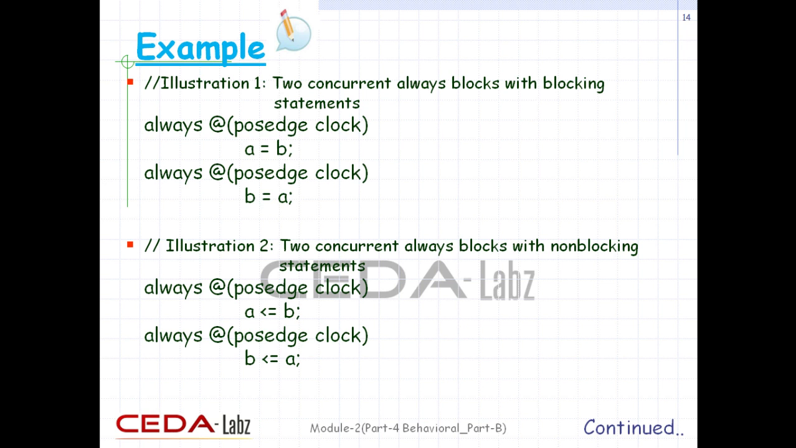However, non-blocking statements used in illustration 2 eliminate the race condition. At the positive edge of clock, the values of all right-hand side variables are read, and the right-hand side expressions are evaluated and stored in temporary variables. During the write operation, the values stored in the temporary variables are assigned to the left-hand side variables.